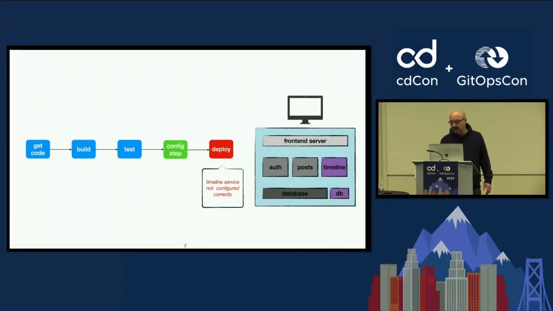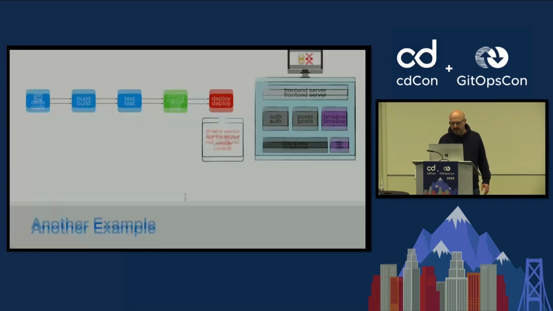Later we realized something was configured wrong in the configuration step in our pipeline, and some parts of the deployment went into the wrong environment. Now some of the users' timelines are messed up, and the app is not working. We didn't notice it until it was actually in production, because the pipeline had a mistake in it, and we didn't know. That's one example of things that can go wrong in your pipeline.